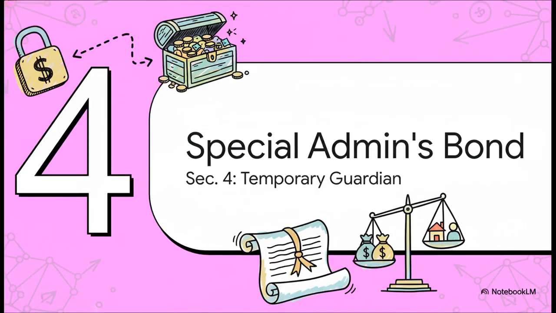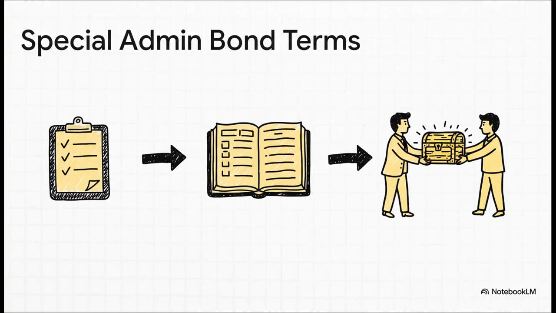Okay, let's shift gears a little and talk about a very specific role that comes up in Section 4. We're talking about the special administrator. Just think of this person as the temporary guardian, the pinch hitter for the estate, who steps in when there's a delay or a dispute over who the permanent administrator will be. Now, because this is just a temporary gig, their bond is super focused. It's not about managing the whole estate for years. It's all about one thing: preservation and a clean handover. Their whole job is to make an inventory, account for what they're holding, and then deliver it all safely to whoever is appointed as the regular administrator.